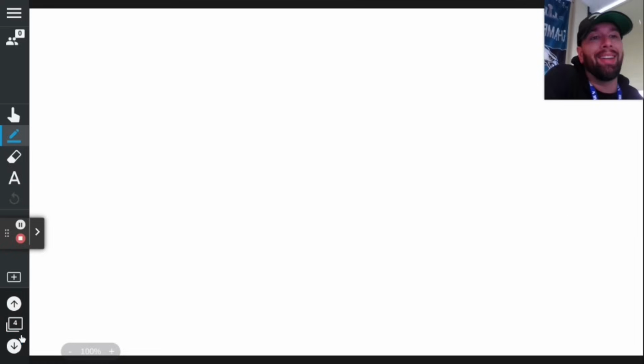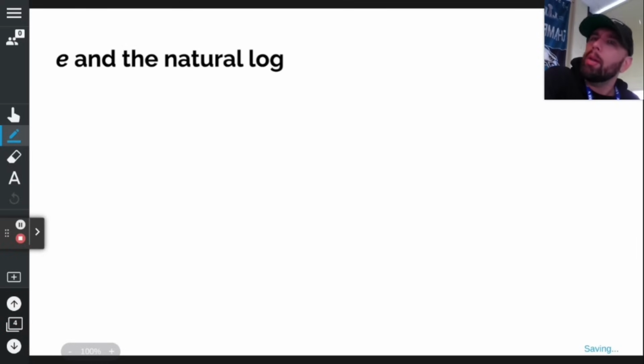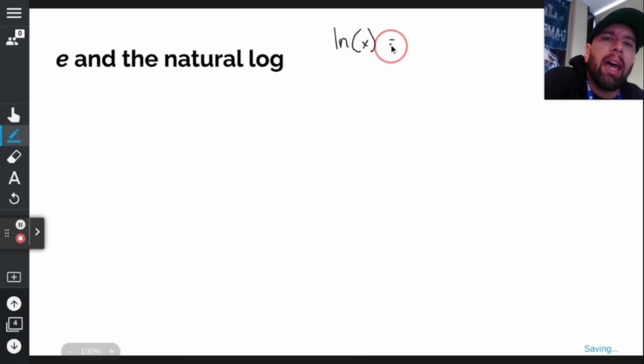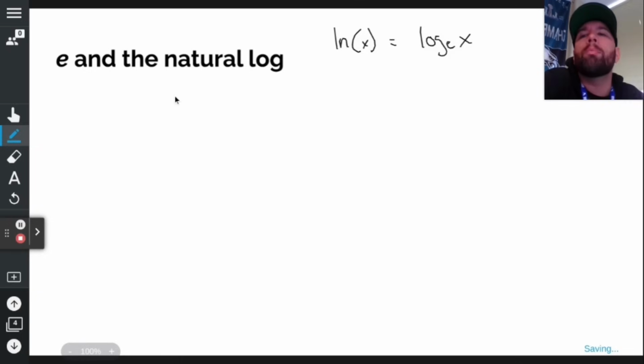Oh yeah, e. What is e? e is a number, 2.718, and so on. The natural log, ln of x, is the exact same thing as log base e of x. So it's important to understand that ln follows the same exact rules as log.